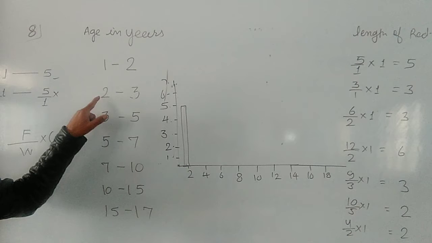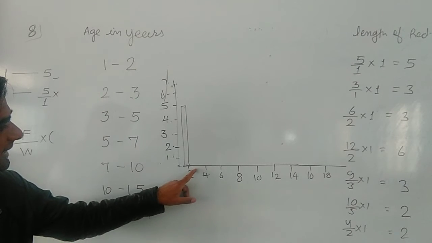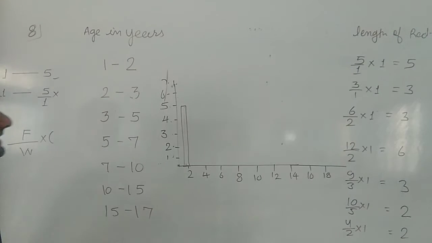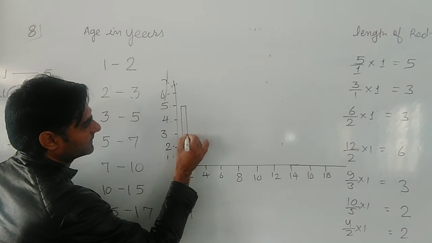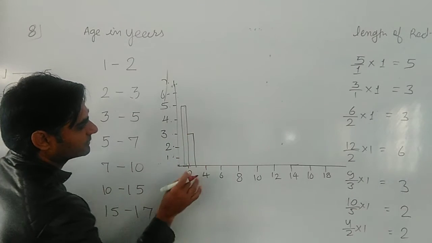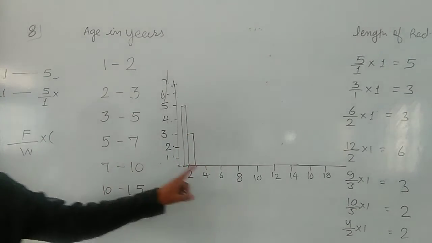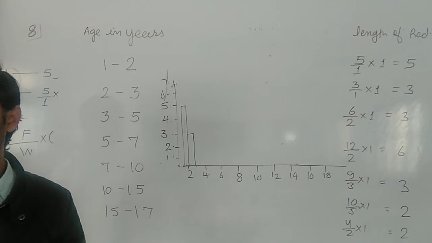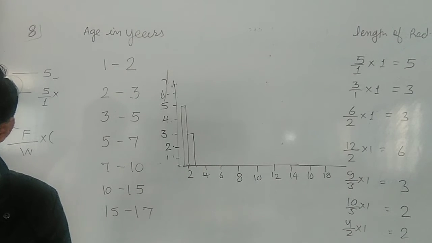Next one is 2 to 3. This is 2 and this is 3. The height of the rectangle is 3, so up to 3 only we will take. This one is 2 to 3. See, it continues. This is a histogram, so this will continue.